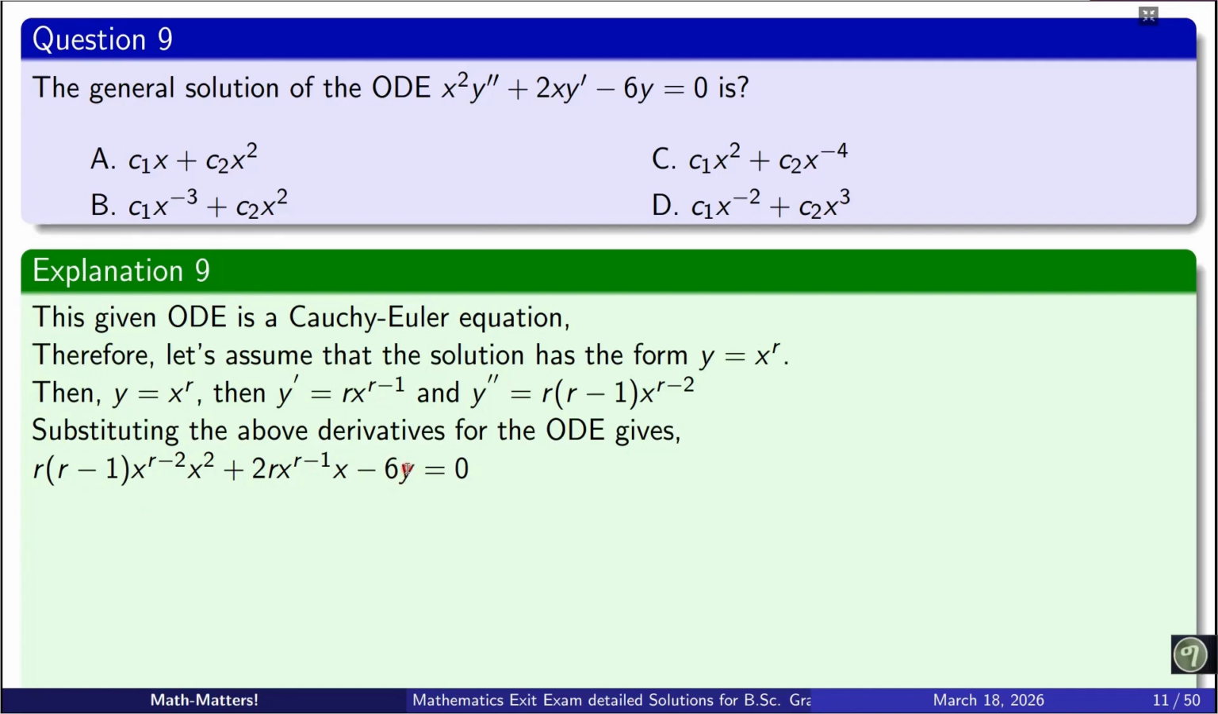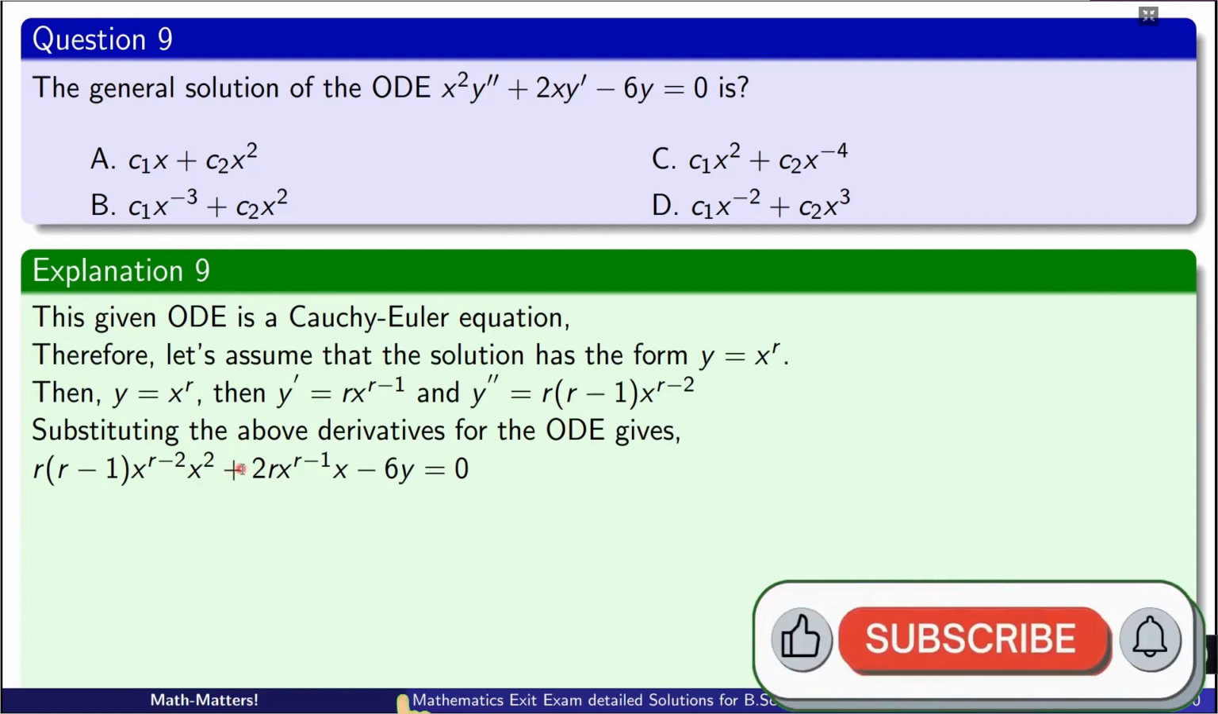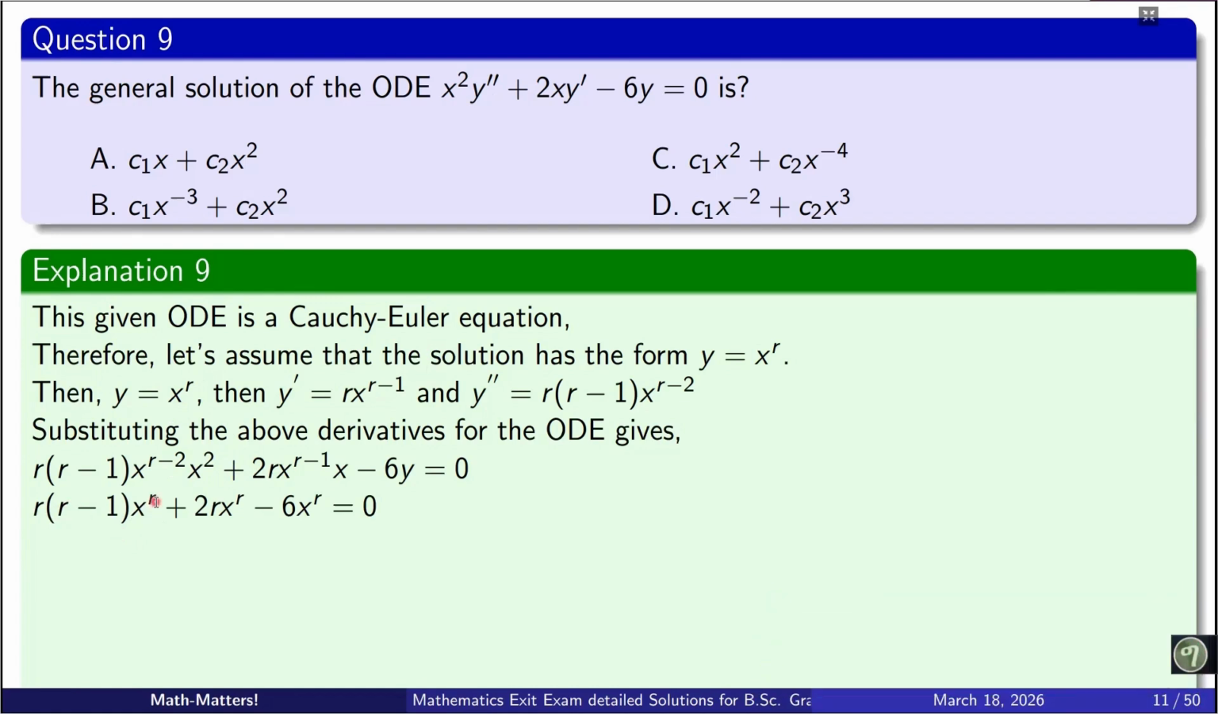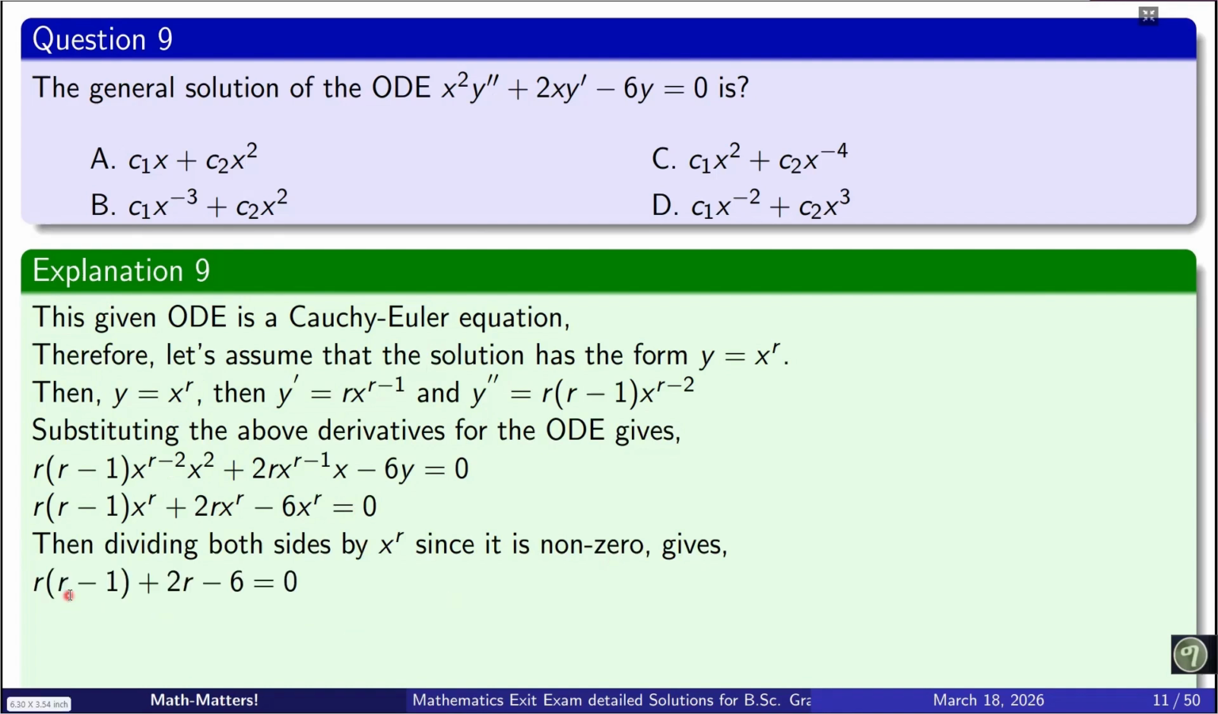Here, in the place of y, x to the power of r must be substituted. This y must be replaced by x to the power of r, so that in each term we have the factor x to the power of r. That is r times r minus 1 times x to the power of r, plus 2r times x to the power of r, minus 6 times x to the power of r. Then, assuming x is non-zero, when we divide both sides by x to the power of r, we obtain r times r minus 1 plus 2r minus 6 equal to 0.